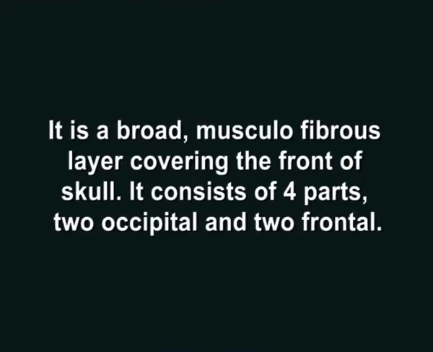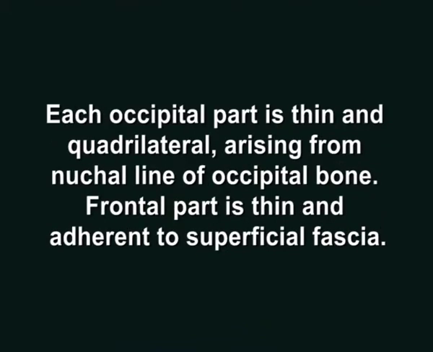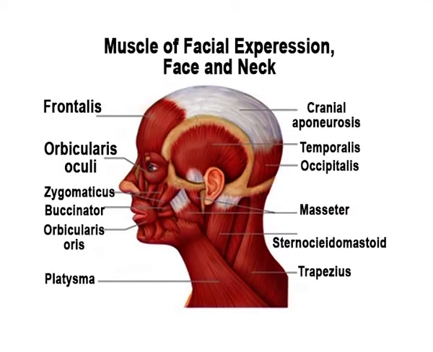It is a broad musculofibrous layer covering the front of the skull. It consists of 4 parts, 2 occipital and 2 frontal. Each occipital part is thin and quadrilateral, arising from the nuchal line of the occipital bone. The frontal part is thin and adherent to the superficial fascia. Muscles of facial expression, face and neck.